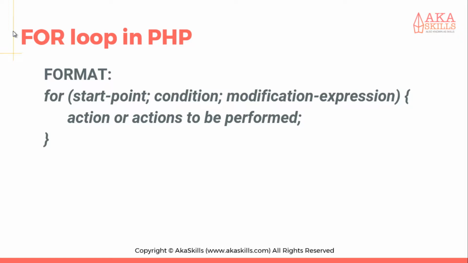All right, within the parentheses, you are going to specify three parameters. Number one, the point at which you want to start. Remember, at the end of each parameter, there is the semicolon. So after the point you want to start, don't forget the semicolon. This will be followed by the condition in which you want the loop to continue to execute itself, the semicolon, and then followed by a modification expression. Yes, this is what will actually allow us to modify the action you want to perform in the loop.